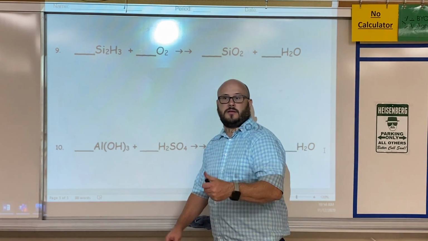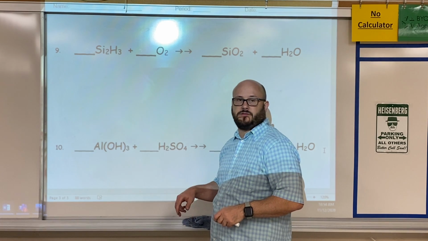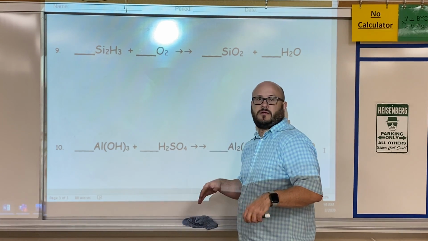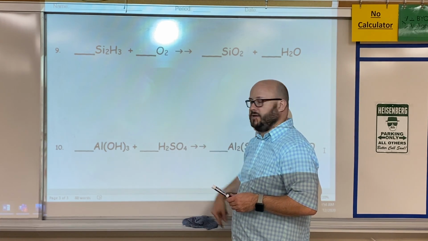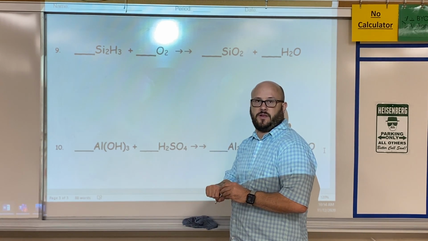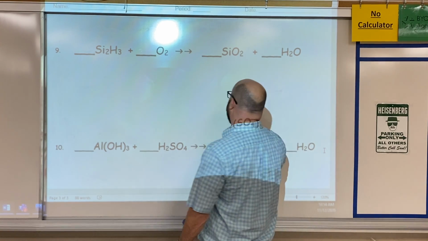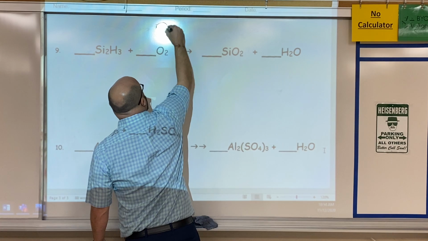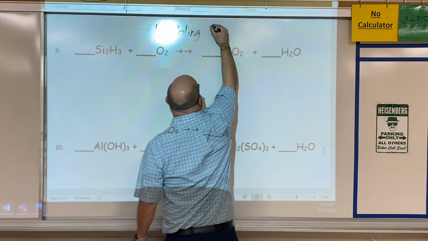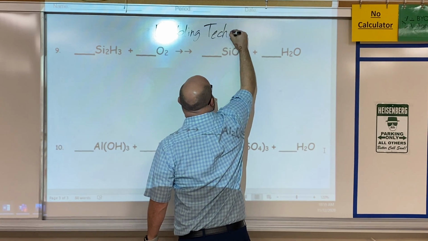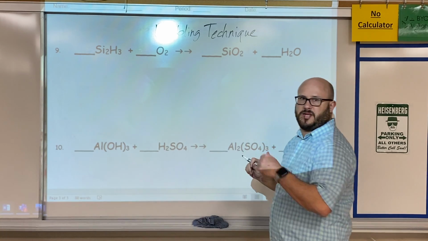Hey class, this is the second part of our balancing equations video series, and in this video I'm going to explain why I didn't do number 9 and why I didn't do number 12 on the previous video. To do these, you need to know something called the doubling technique. I'm going to write that up here. And I'll explain what that means in just a second.